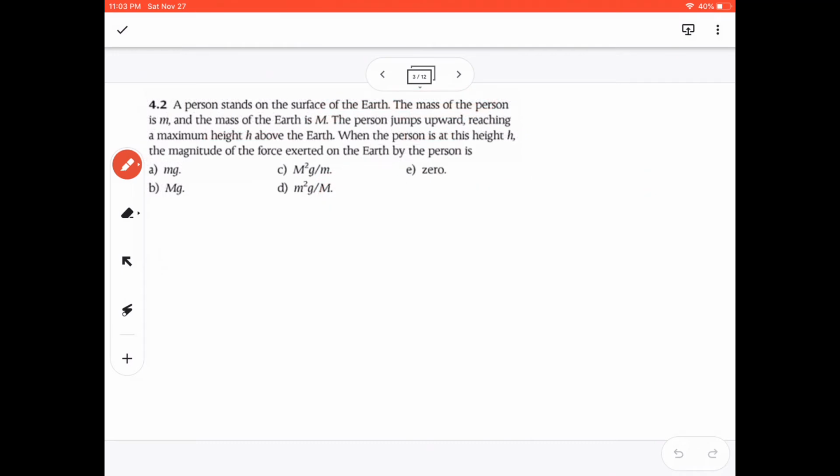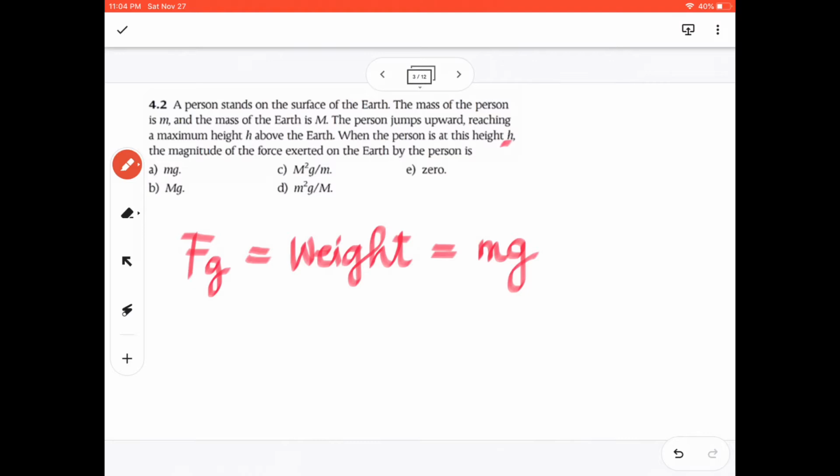Question 2. A person stands on the surface of the earth. The mass of the person is m, and the mass of the earth is capital M. The person jumps upward, reaching a maximum height h above the earth. When the person is at this height, the magnitude of the force exerted on the earth by the person is. So we are just being asked of the force exerted by the person on the earth, and we know that Fg is equal to the weight of the person. Weight of the person is equal to mass of the person multiplied by the acceleration due to gravity. So the answer here is letter A only.